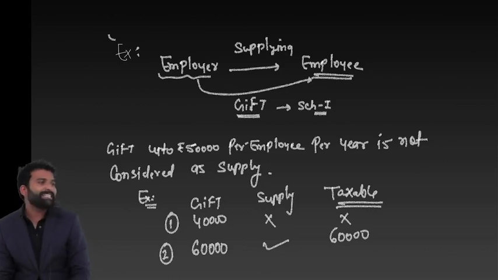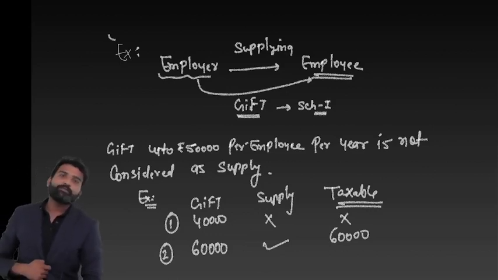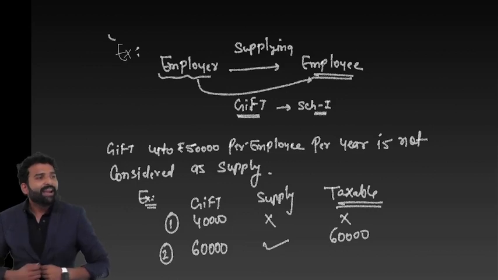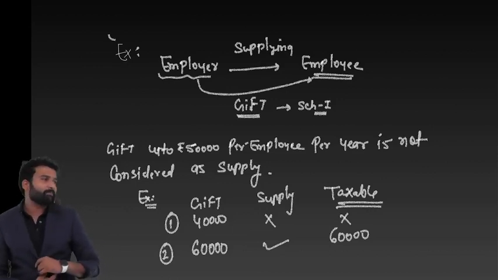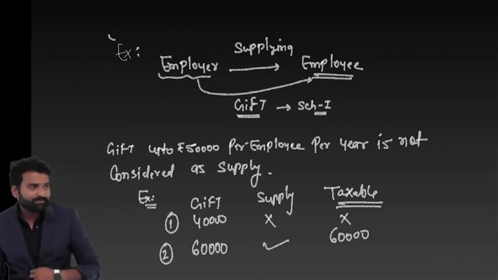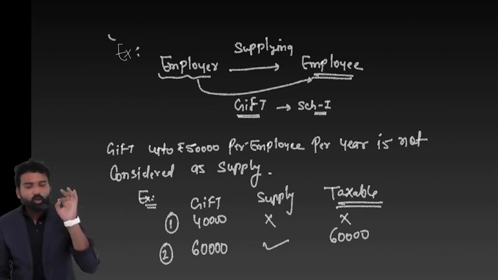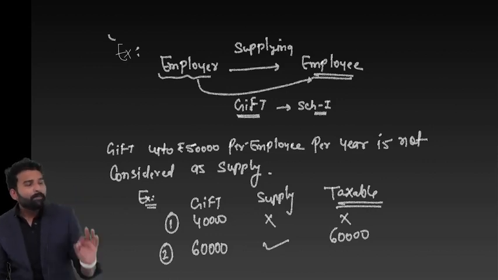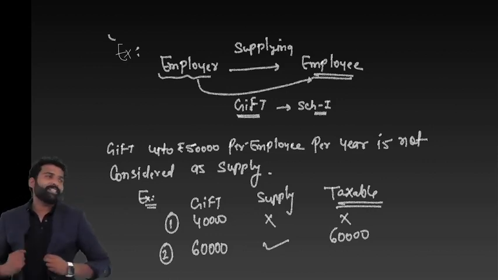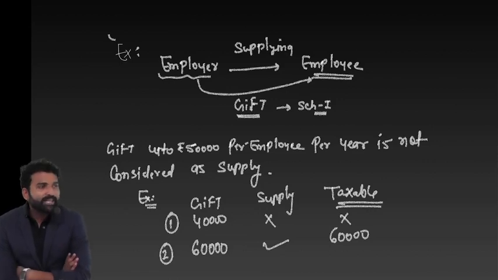It is not a basic exemption limit. So more than 50,000, the complete amount is taxable. Less than 50,000, the complete amount is not a supply. Whole amount. The total amount of gifts, multiple gifts per employee in a financial year, so the total value of the gifts per employee in a financial year should not exceed 50,000. Total gifts.